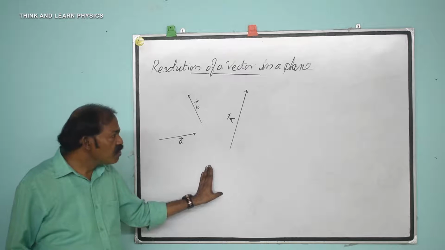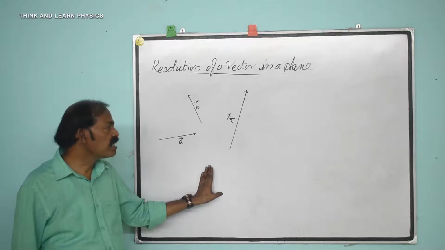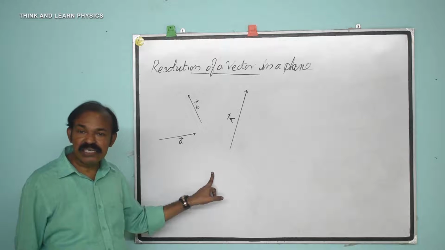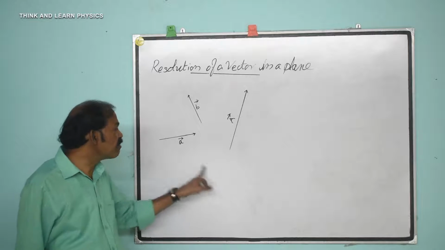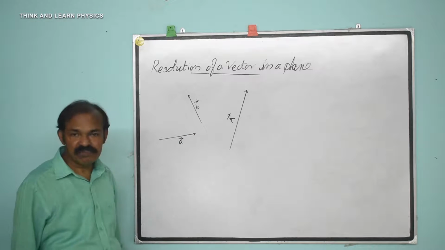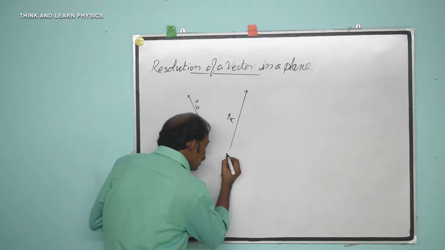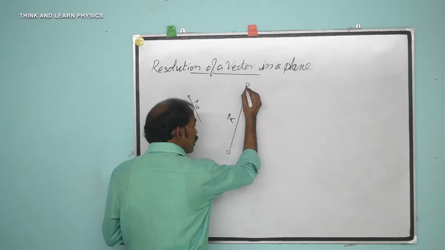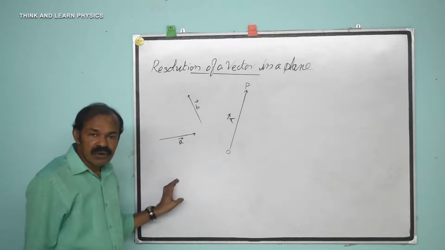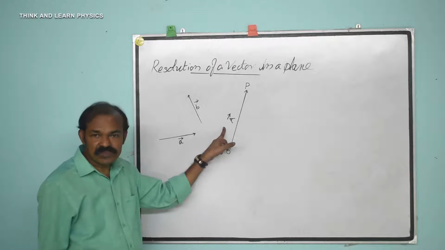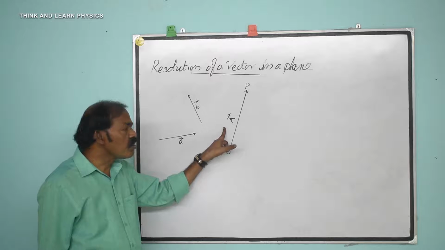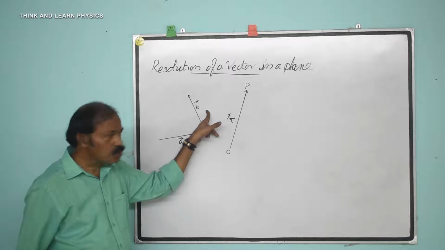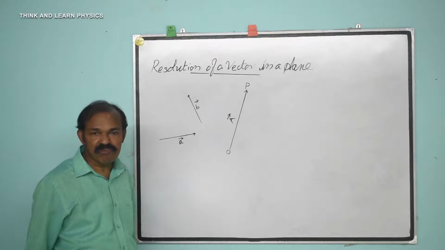Here we are going to resolve or split the vector capital A vector into two components which are in the directions of the two other given vectors, small a vector and small b vector. For that, let us represent the tail of A vector as O and the tip of A vector as P. Now, in order to resolve this vector into two components, we can draw lines parallel to the two given vectors, small a vector and small b vector, through the tail and the tip of A vector.